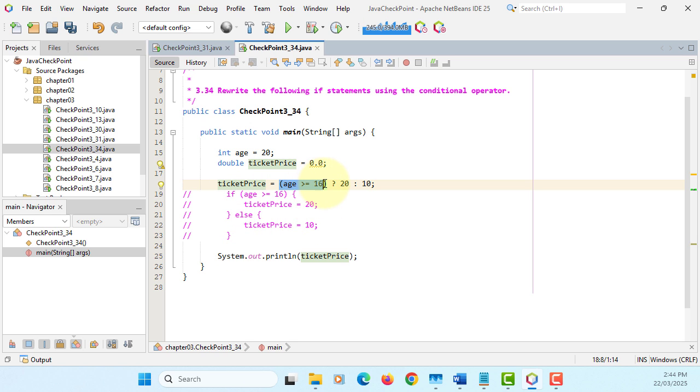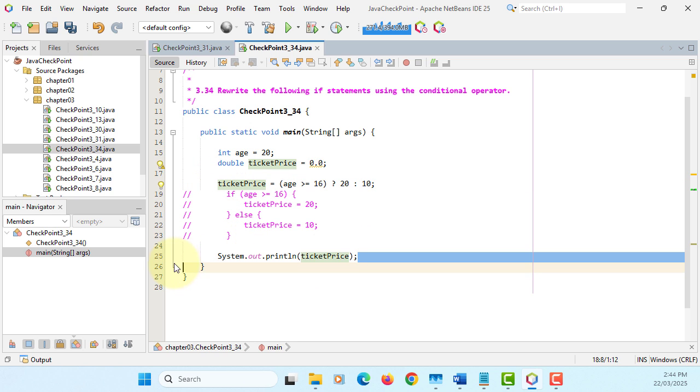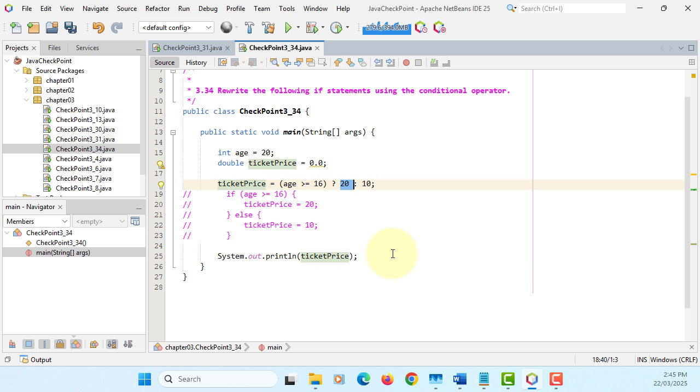Okay. If the condition is true, the question mark means true, 20 will be assigned to ticket price. If the condition is not true, $10 is going to be assigned to ticket price. So in this case, it is true because age is 20. Okay, 20 is greater than or equal to 16, so we are assigning 20 to ticket price.